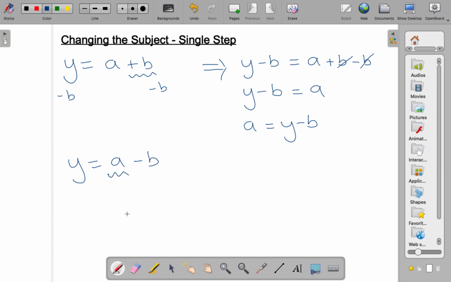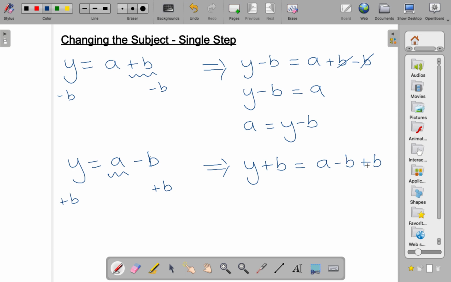So again, we have to take away this extra bit that we don't want. We have to get rid of this minus b. And to get rid of a minus b, this time we do the opposite. We have to add on b. And now we have to do the same to both sides. So this becomes y plus b is equal to a take away b plus b.